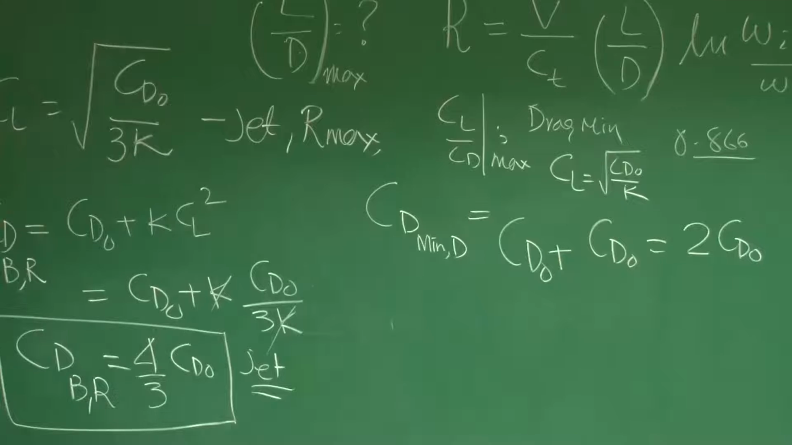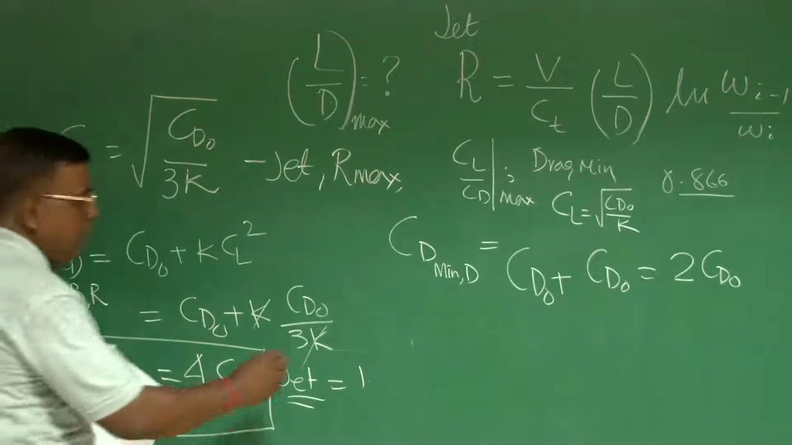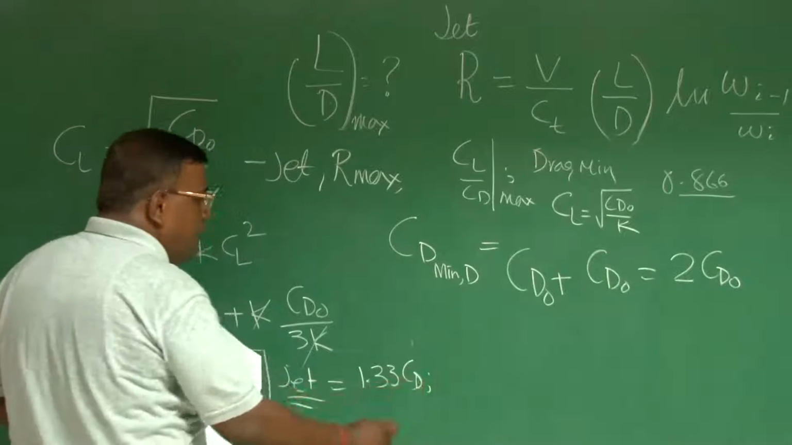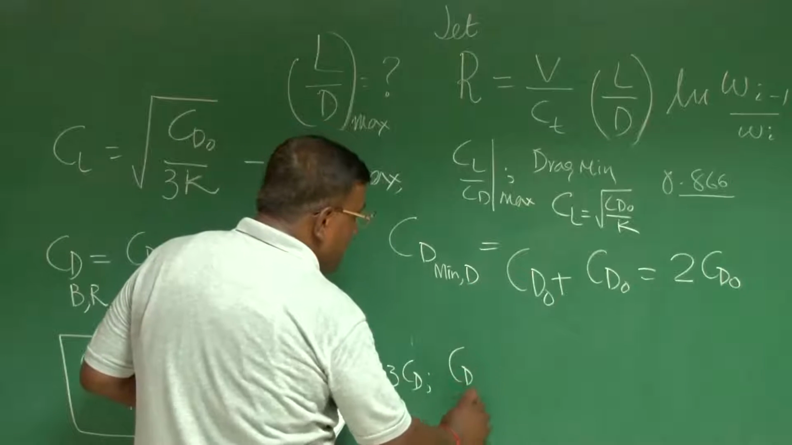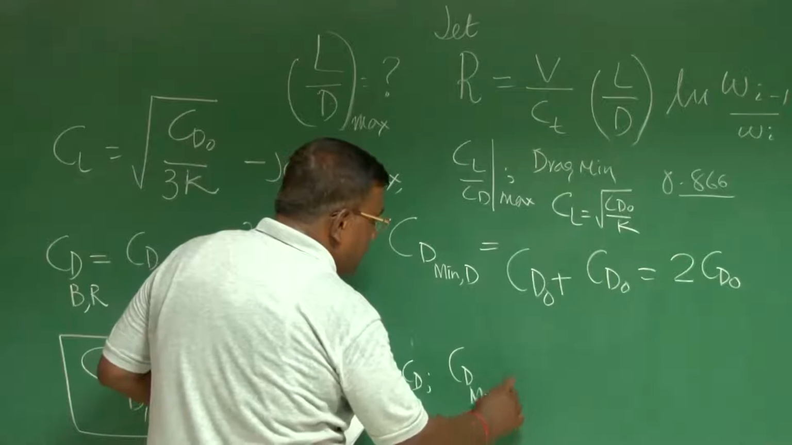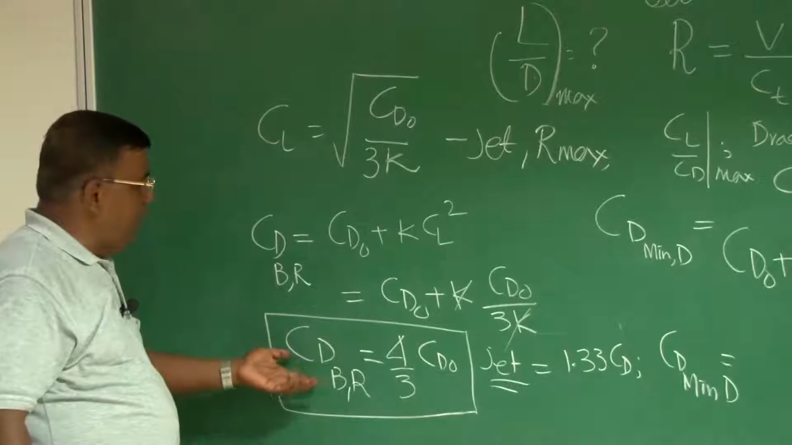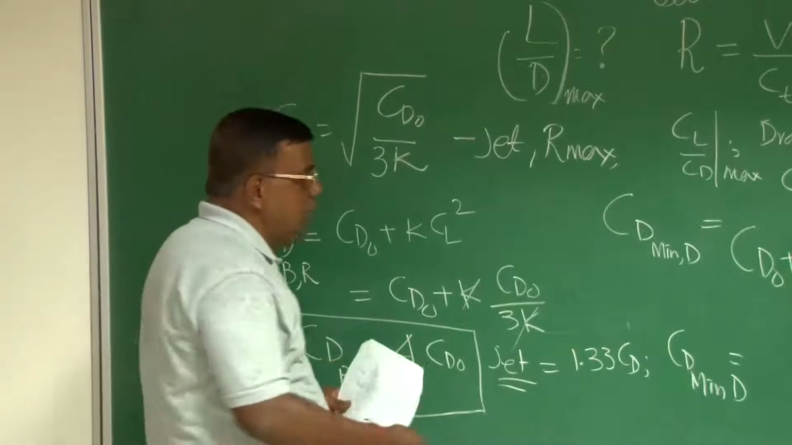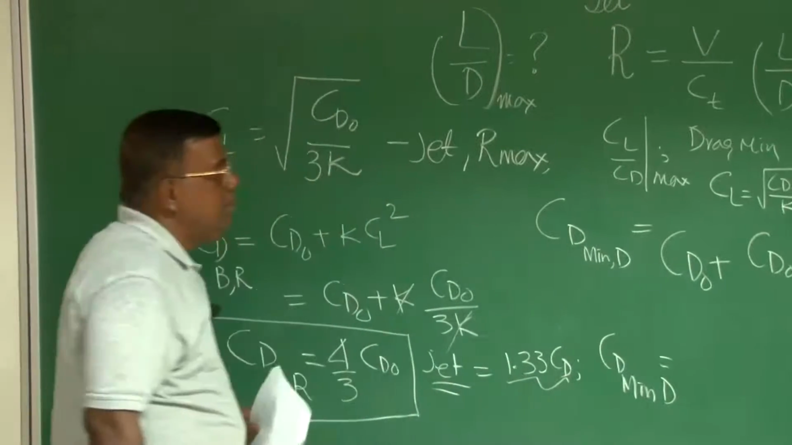So what is the observation? CD for best range for a jet airplane is 4 by 3 CD naught, which is 1.33 CD naught, whereas CD for minimum drag is 2 CD naught.